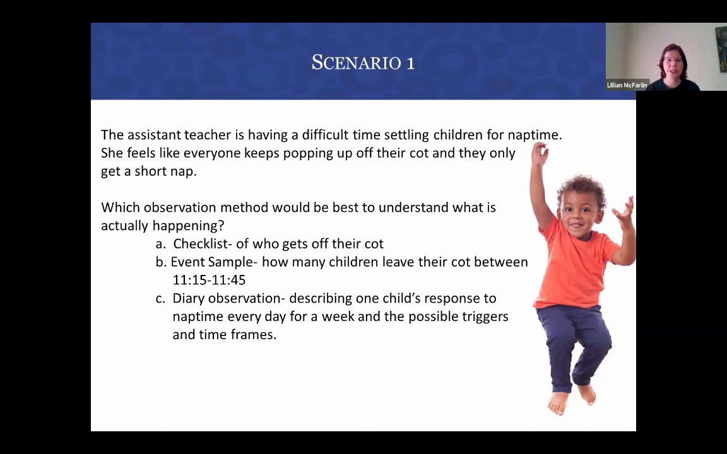So we have the choice of A, who is getting off their cot? B is the one we just saw, right? How many children leave their cot during that time? And C is a diary. You're describing, like Lily, how one child is doing during nap time every day for a week to figure out what's causing it. And there's no wrong answer here, by the way.